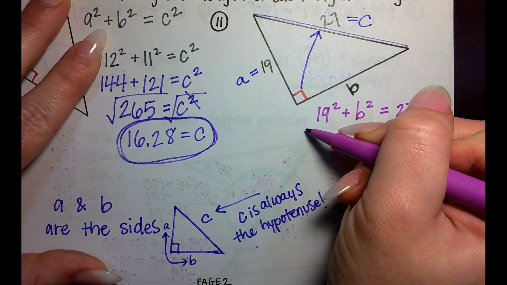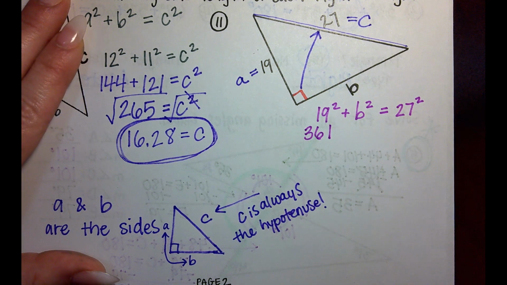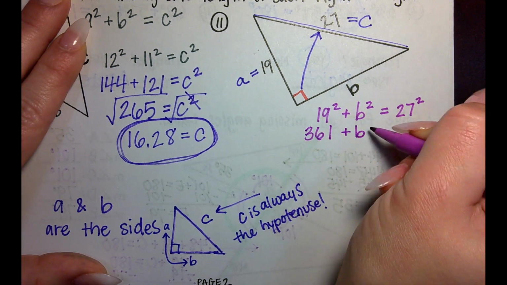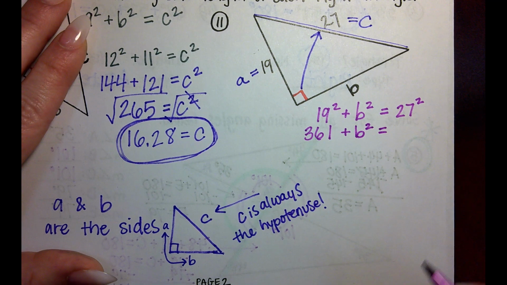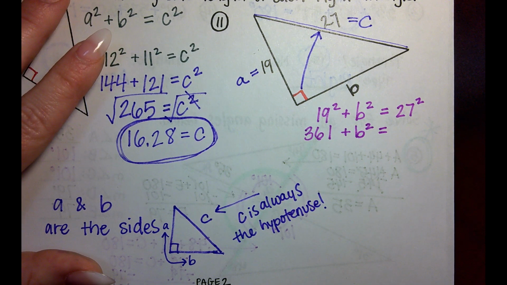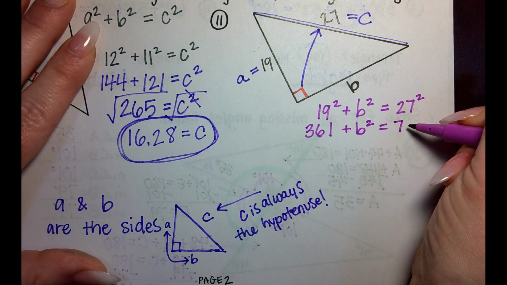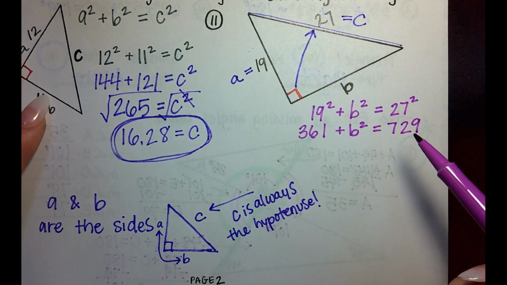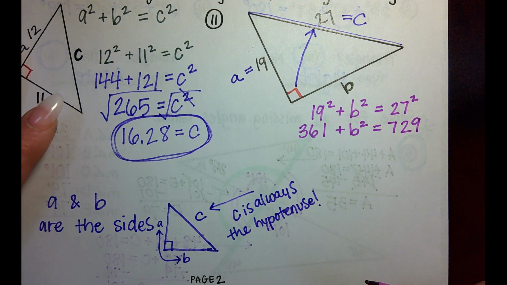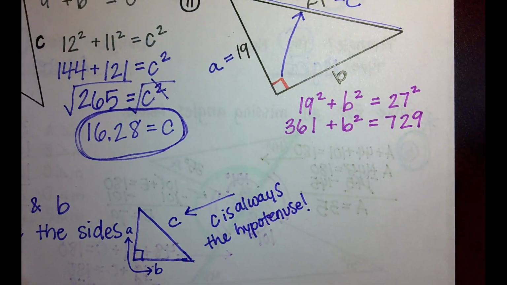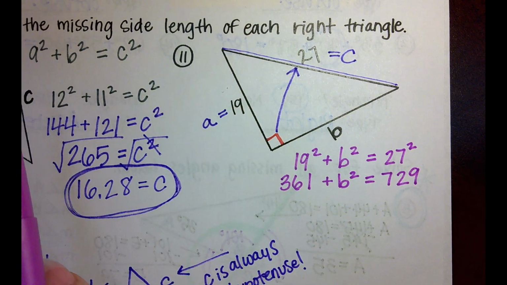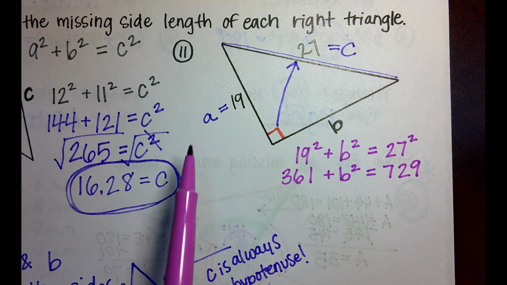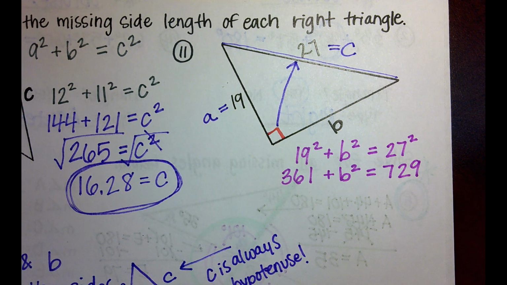So 19 squared, you're right, it is 361, plus B squared, equals 27 squared, 729. That's right. Square that. Yes, exactly. Because our formula says A squared, B squared, C squared, but we are only given A, B, C. So we have to get it into the squared form by squaring it.